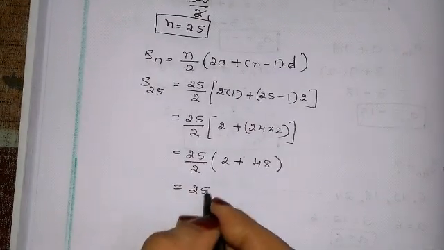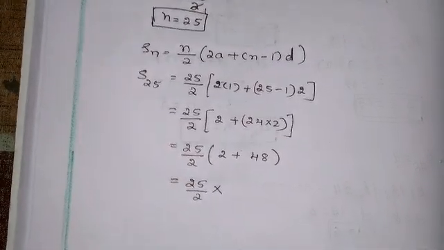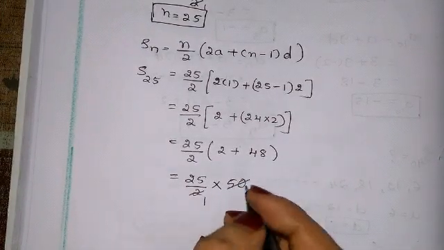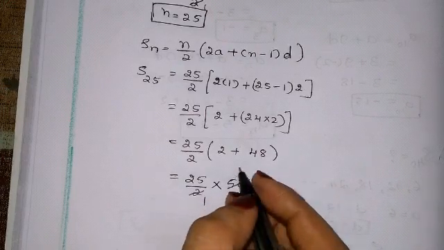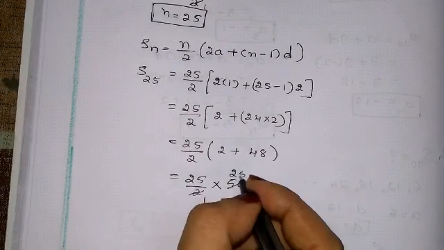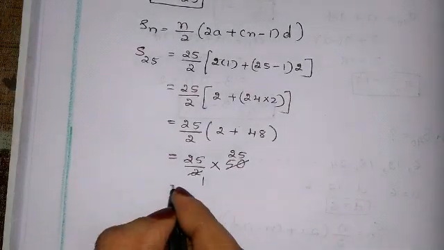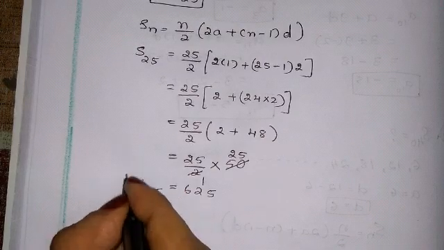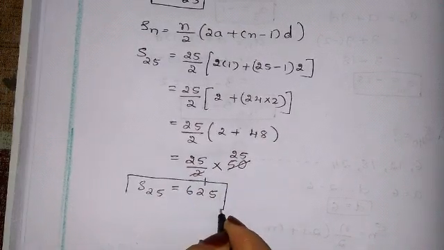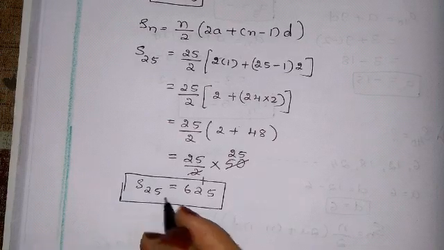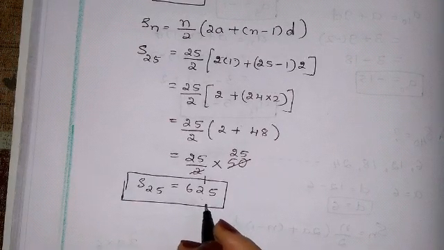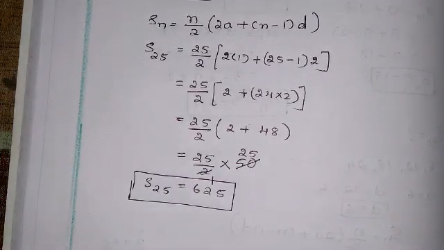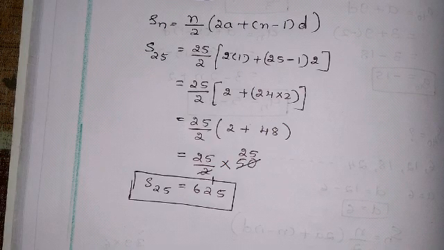25 by 2 into 48 plus 2, which is 50. 2 ones are 2, 2 twos are... 25. 25 into 25 is 625. So the sum of odd numbers between 0 and 50 is 625. Now the next problem we are going to do is question number 15.